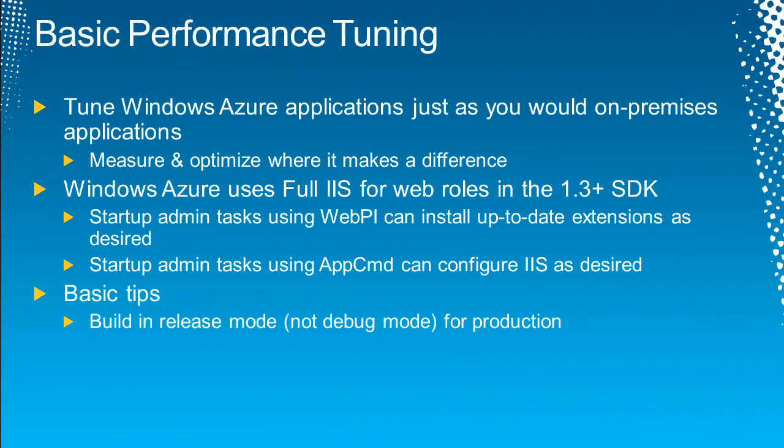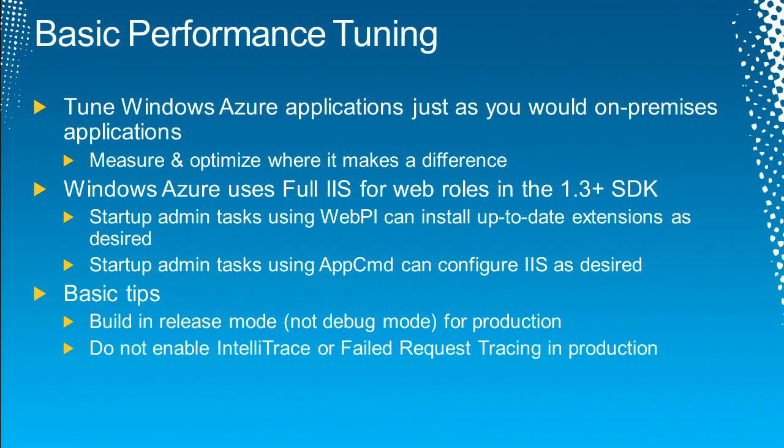Another set of basic tips, don't build in debug mode and put it in production. You'll get much better performance if you build in release mode, and don't enable IntelliTrace in production. It's really just intended for dev time debugging. Failed request tracing is sort of interesting. Some people like it on in production, some people don't. There are a variety of different settings that can actually introduce significant overhead, so you should just use that when you need it.